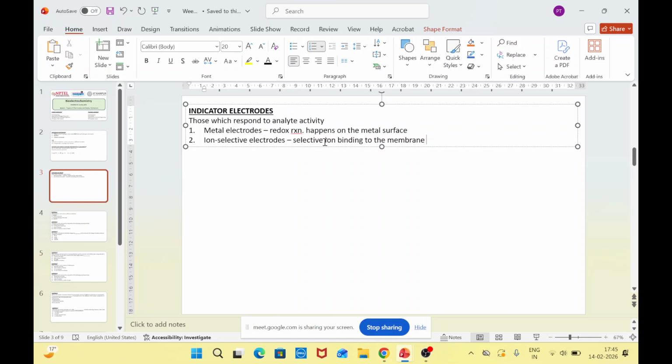These ion selective electrodes are the ones that are of greater interest in biological applications, because the majority of biological systems often behave like ion selective electrodes, and they generate potential. Metal electrodes are not very common in biological applications. However, ion selective electrodes are very popular in biological applications.